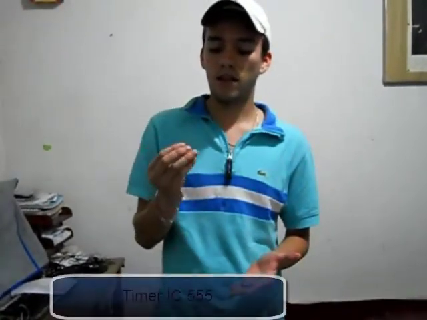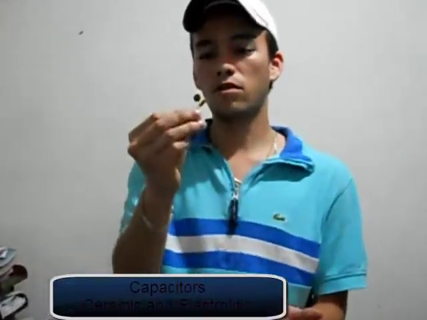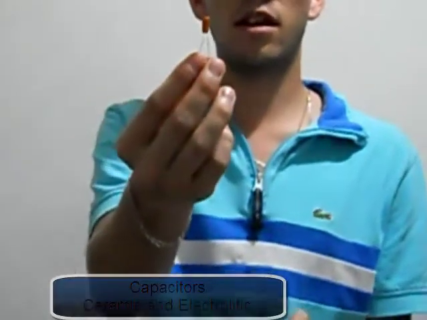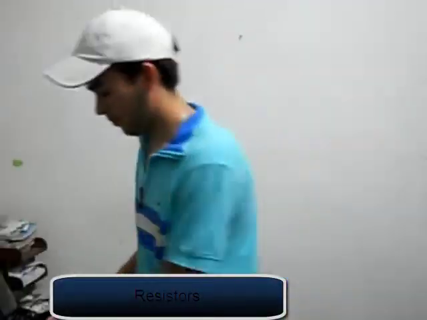So the elements that we're going to use in the circuit are the integrated circuit 555. We're going to use two capacitors, a ceramic capacitor and an electrolytic. This is the ceramic capacitor and this is the electrolytic capacitor, and we're going to use two different resistors. So this one is a resistor.